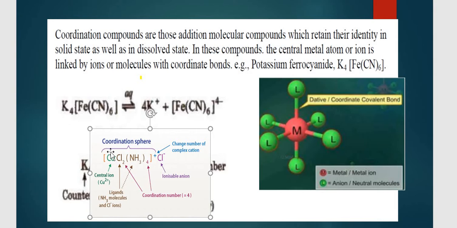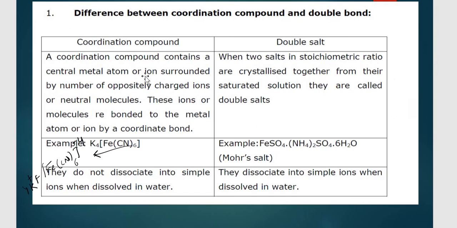The species inside the coordination sphere are non-ionizable. We also call it the secondary valency according to Werner's theory. And the ones outside the bracket are ionizable ions. They are called primary valencies. And we studied the difference between coordination compound and double salt.